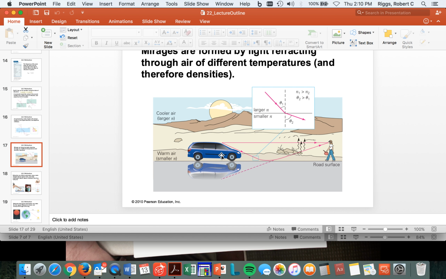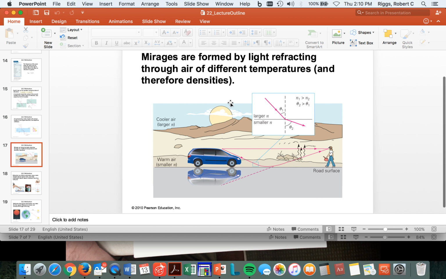But anyway, here, mirages are formed, or as Bugs Bunny would say, mirages are formed by light refracting through air of different temperatures and therefore different densities. So you've got the larger end on top and the smaller end on the bottom, and the vision they see actually reflects back, and it looks like we're seeing this car on the road surface here.